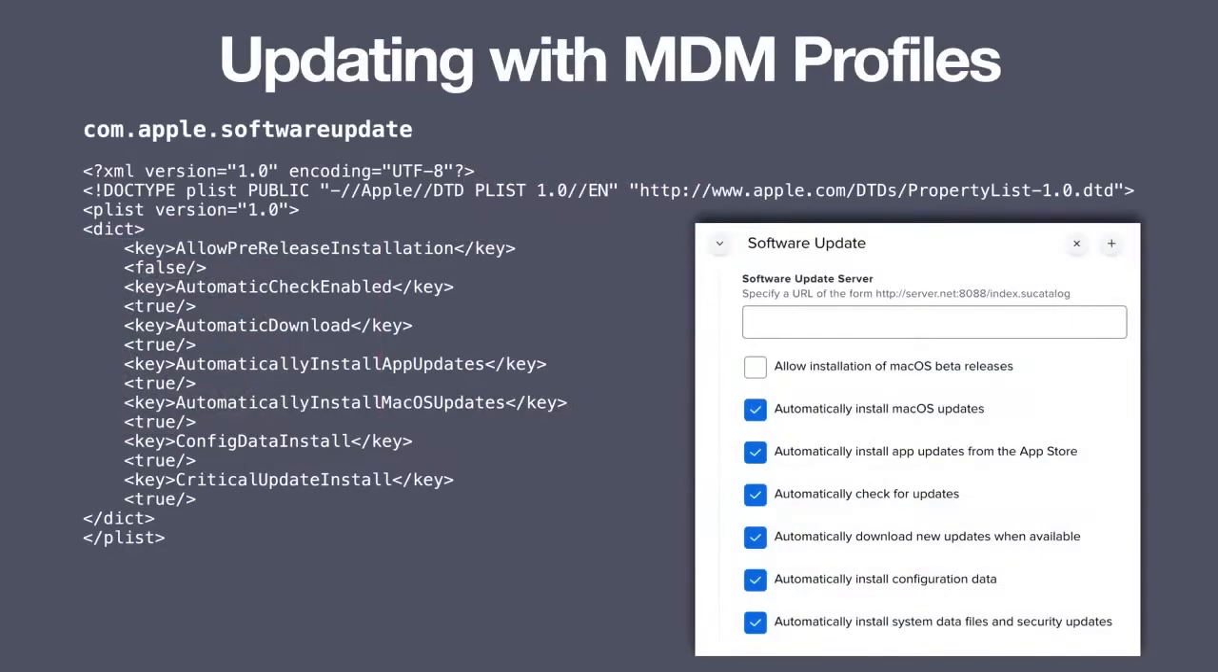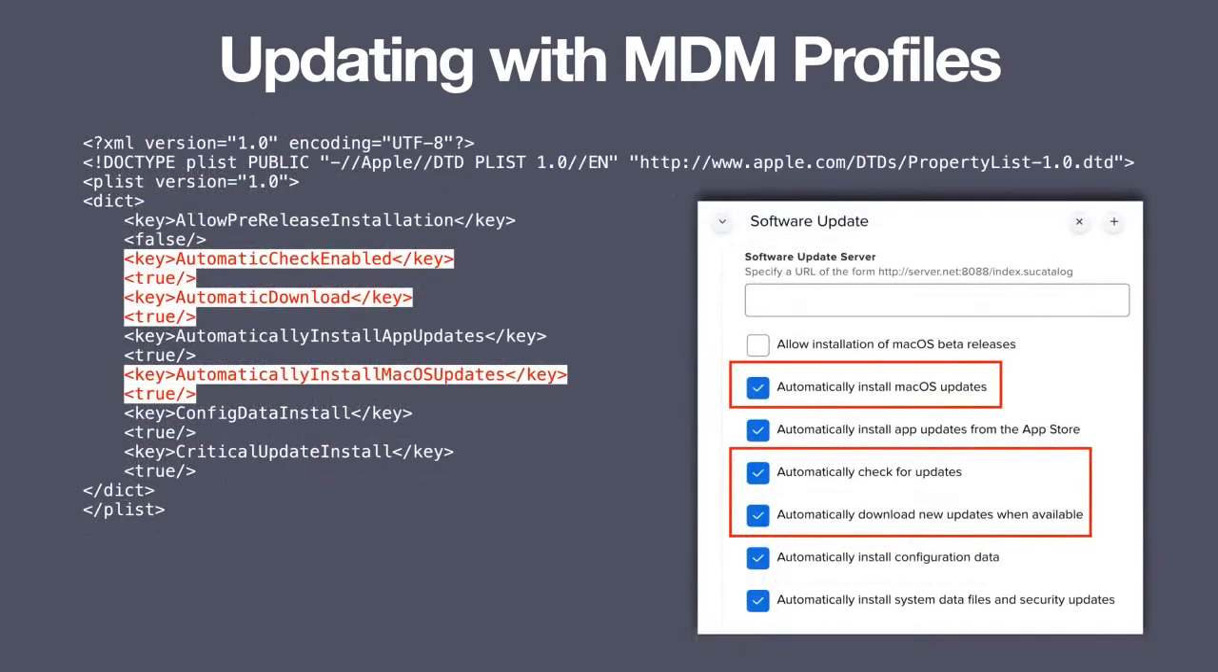So, looking at the MDM profile option first, let's turn our attention to the com.apple.SoftwareUpdate preference domain. On the left, we have the contents of a property list for that domain. This represents all the settings we've configured for the Apple Software Update framework in raw XML as key and value pairs. On the right-hand side, we've got a screenshot from a popular MDM of a GUI configuration profile payload that configures the same settings.